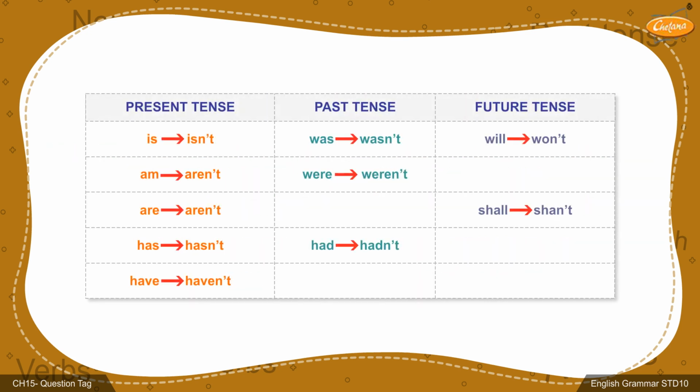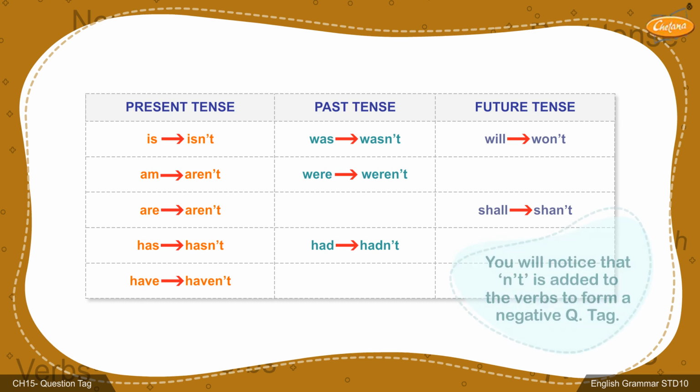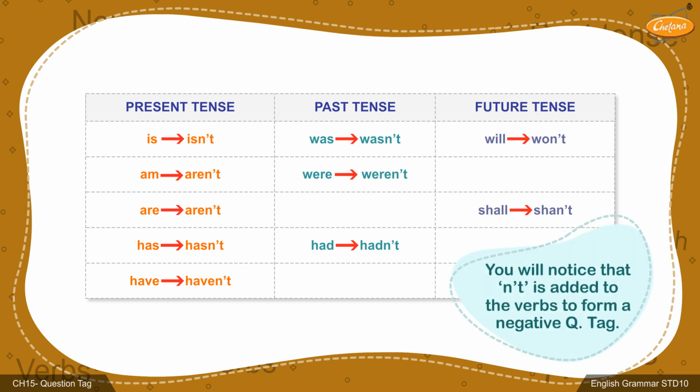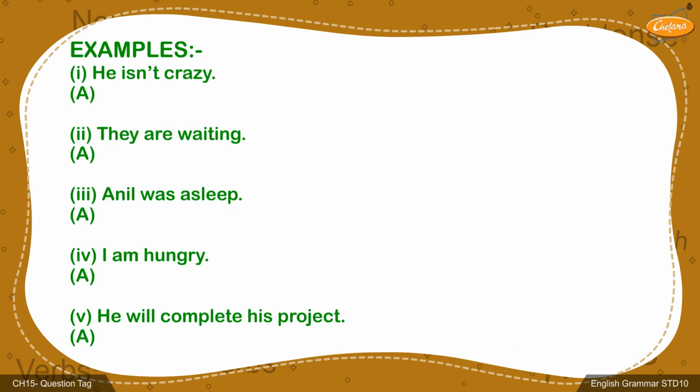We have come across numerous helping verbs under each tense form. Let's see how we could use them as a question tag. Pay attention to the table. You will notice that n't is added to the verb to form a negative question tag. Let's find out what negative question tags we could add to these sentences.